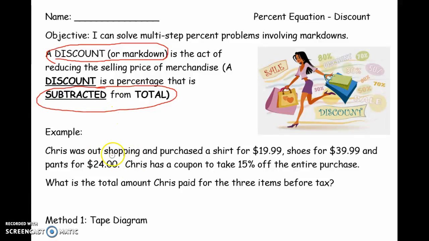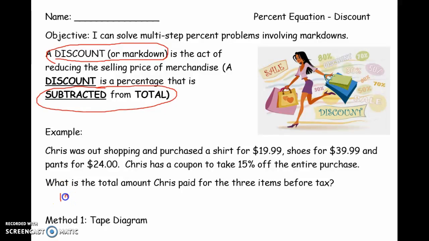If you look at the example given, it says Chris was out shopping and purchased a skirt for $19.99, shoes for $39.99, and pants for $24. Chris has a coupon to take 15% off the entire purchase. So we're going to find the 15% and then we're going to subtract. That's how much she'll end up paying.